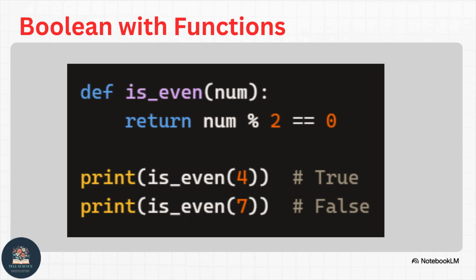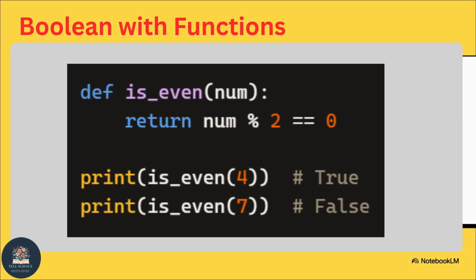And finally, making our code clean and reusable with functions. We can wrap that exact same Boolean logic into a function called is_even. Now, its only job in life is to take a number and return true or false. This makes our code so much more readable. Instead of writing that logic out every time, we can just ask, is_even(4), and get our answer right back.